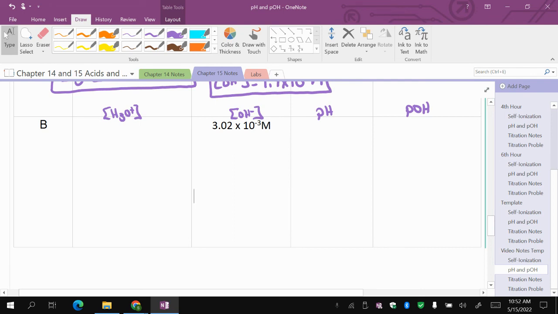So I'm going to find hydronium first. I'm going to do Kw, hydronium ion concentration times hydroxide ion concentration equals Kw, 1.0 times 10 to the negative 14th. I will say that you may have gone in a different order. You may have used a different equation, but your answer at the end should match my answer.